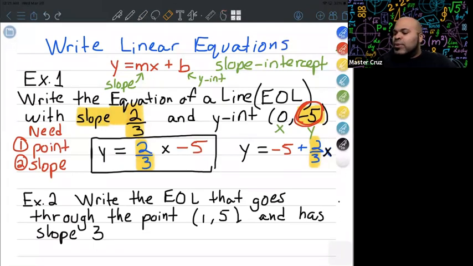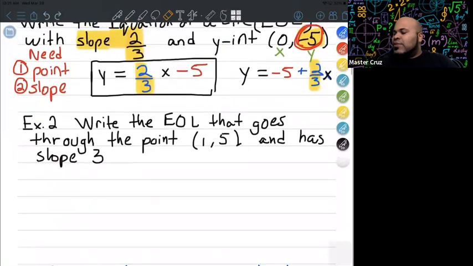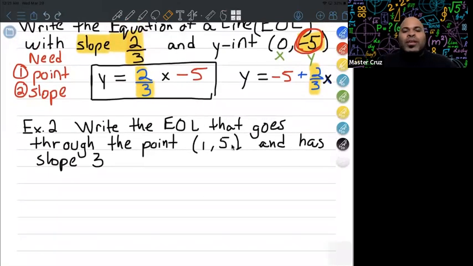Let's go to example 2. Example 2 says, write the equation of a line that goes through the point (1, 5) and has slope 3. So again, to write the equation of a line, we need a point, and we are given a point. We have the point (1, 5). So we could absolutely label this as x and y. I highly encourage you to do that right away. And it has slope of 3.